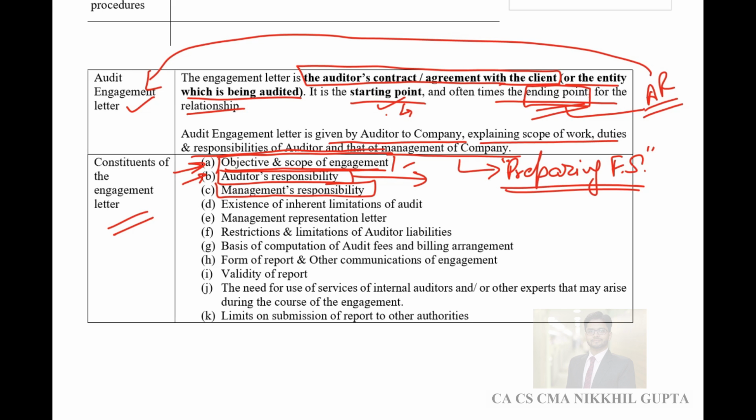So for example, thing number 1, very obvious, that management needs to prepare the financial statements. So the first responsibility of the management is to prepare the financial statements. This responsibility is clearly stated in the engagement letter.